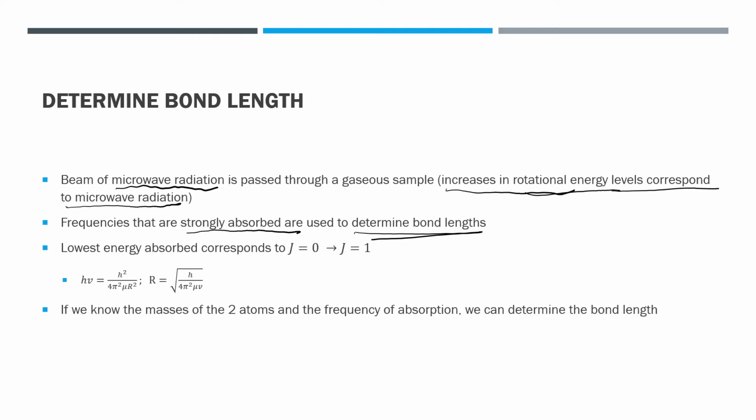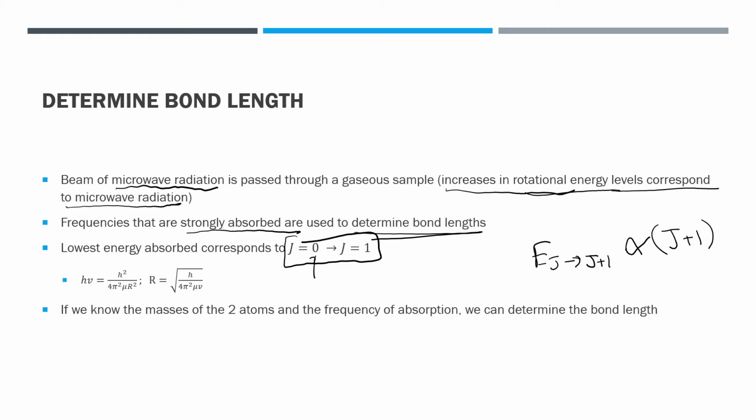If we look at the lowest energy absorbed, that's going to be from J equals 0 to J equals 1. Why is that? Because remember, the energy difference from J to J plus 1 is proportional to J plus 1. As the energy level you start at increases, it becomes more and more energy intensive to go up in energy level. So the lowest energy absorbed is going to be the first excitement, J equals 0 to 1.